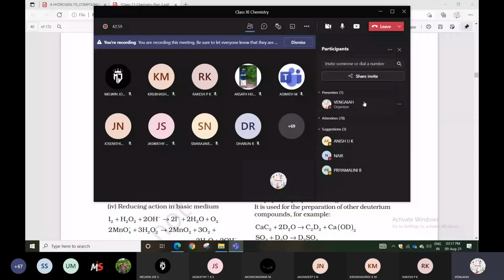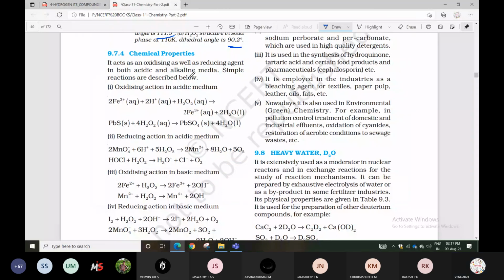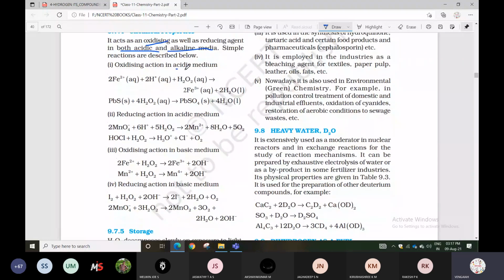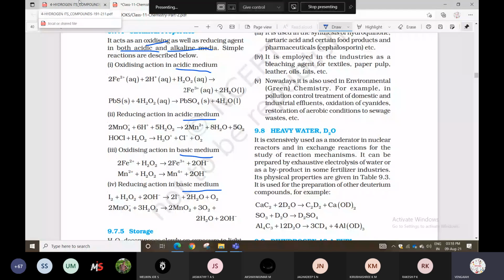So it acts as an oxidizing as well as a reducing agent in both acidic and basic medium. So oxidizing action in acidic medium and basic medium, reducing action in acidic medium as well as basic medium is given. That's all. We only have two methods: one is the oxidizing method, the next one is the reducing method. So under the oxidizing method condition, it acts as an oxidizing as well as reducing agent in both acidic and basic medium.